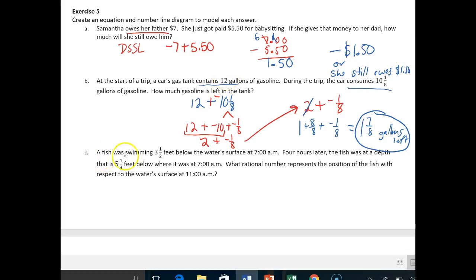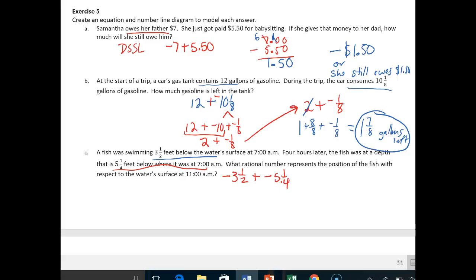All right, a fish was swimming 3.5 feet below the water surface at 7 a.m. 4 hours later, the fish was at a depth of 5 feet below where it started. What rational number represents the position of the fish at 11 a.m., so 4 hours after 7? So you're going to start at 3 1/2 below, so negative 3 1/2. And then you're going to go further down, so plus 5 feet below where it used to be, plus negative 5 1/4. So I've set that up for you.